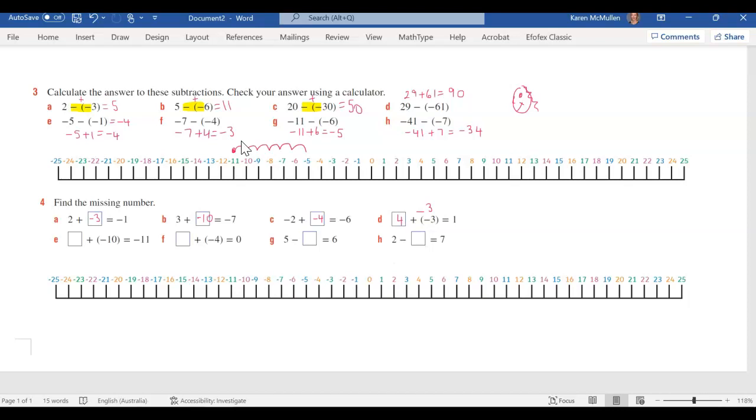All right, for question E, again, we don't have a starting number, but we can just think about it. So this is the same as subtracting 10. So what would I subtract 10 from to get negative 11? So that would be negative 1. So when you think about it, here's negative 1. And I'm going to subtract another 10. 1, 2, 3, 4, 5, 6, 7, 8, 9, 10. I'm going to end up at negative 11.